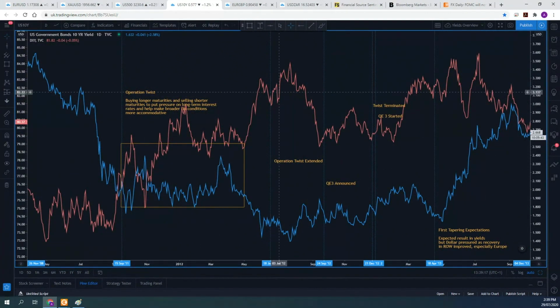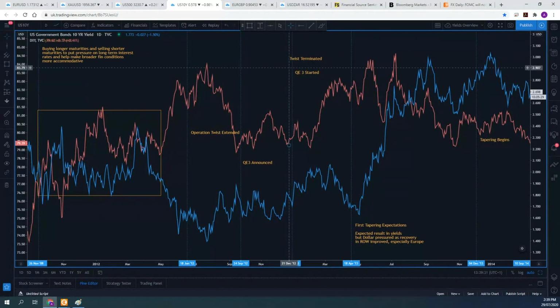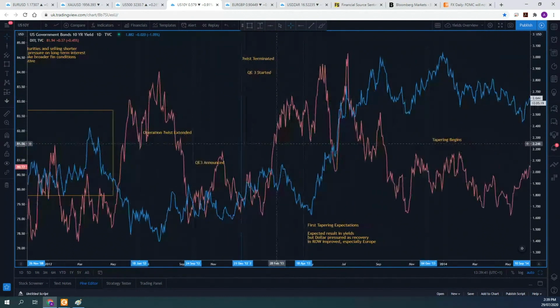Operation Twist ended, also more muted reaction there. QE3 was announced, limited reaction there. We did see some upside, but rates or yields fairly remained flat there. So not really seeing the reaction that you would expect. Twist was terminated in December 2012. QE3 started, and that had a little bit of a muted reaction at first, and then you saw the dollar going up and yields going lower.